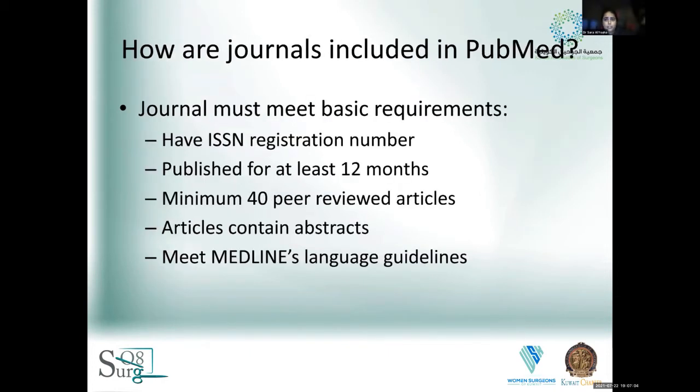And how are journals included in PubMed? To even be included in PubMed, journals have to meet very basic requirements, because you'll find some journals do not meet those criteria. They need a registration number, they need to have existed for at least a year, and you need to show proof that you have a minimum of 40 peer-reviewed articles. Articles must contain abstracts and must meet Medline's language guidelines. So for anyone interested in setting that up, that's how it goes.